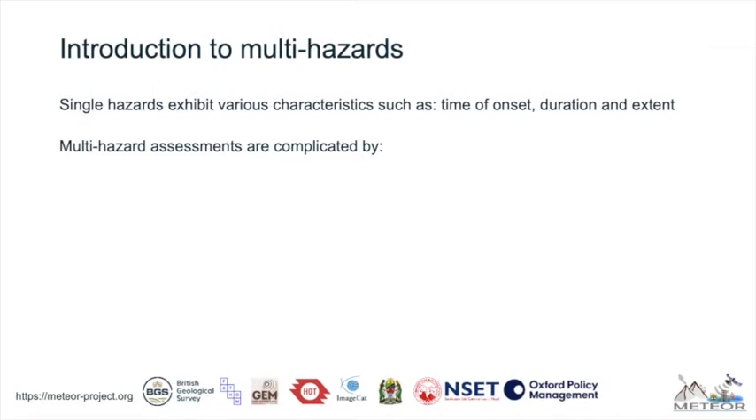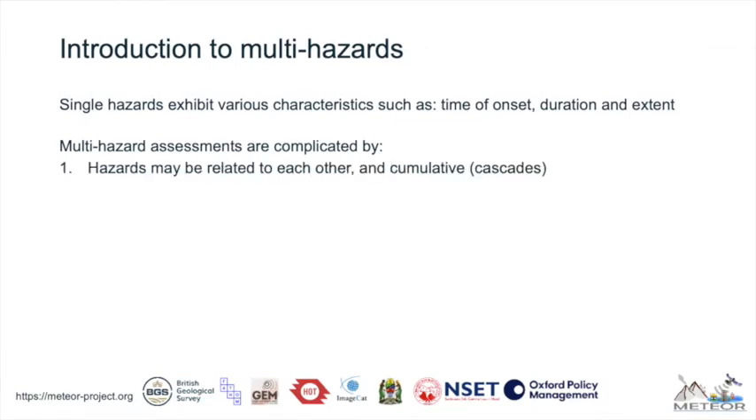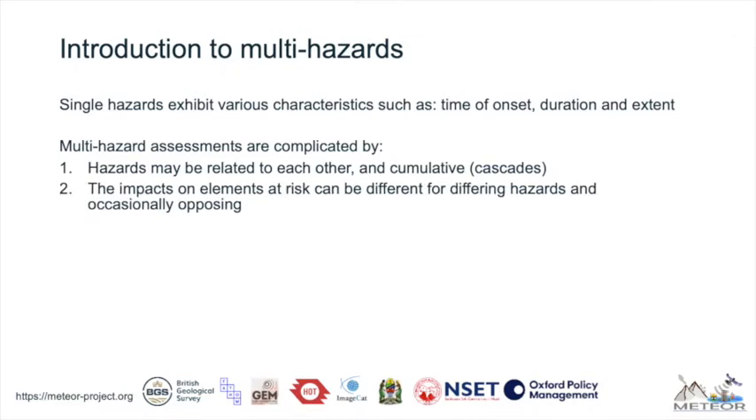Each single hazard exhibits its own characteristics, such as time of onset, duration, and extent, and because of this, multi-hazard assessments have to be able to address that hazards may be related to each other and potentially cumulative, something we refer to as hazard cascade. That the impacts on elements at risk, such as buildings or infrastructure, can be different for differing hazards and occasionally may be opposing.